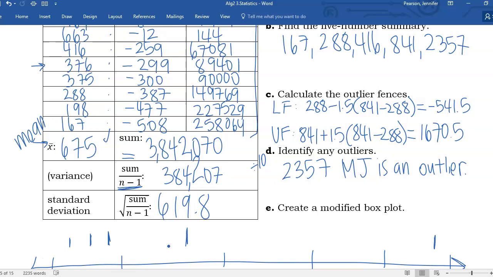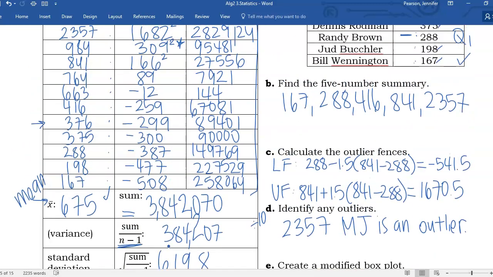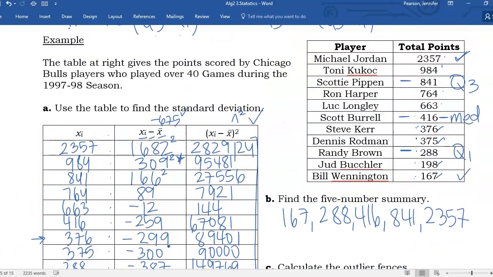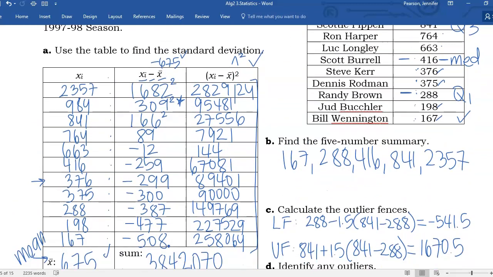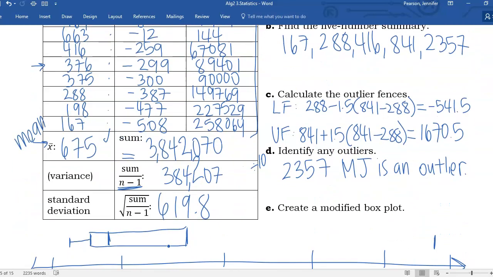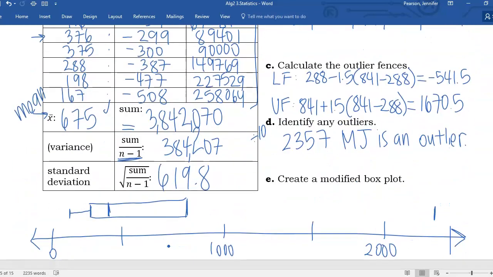Now, a traditional box plot is going to have me draw a box around my quartiles and then a line going down to my minimum. Since I'm making a modified box plot, I'm not going to draw the line up to the outlier. I'm going to draw a line up until 984, okay? Because that was my second highest point, my non-outlier. So I'm going to go up to 984, which is probably about here.